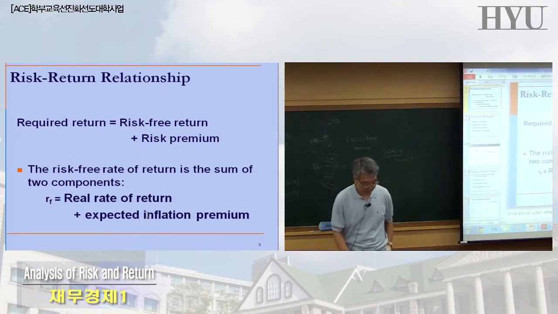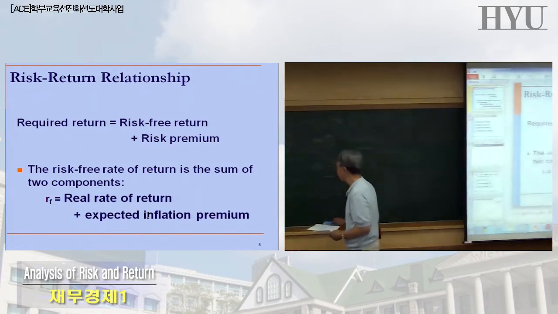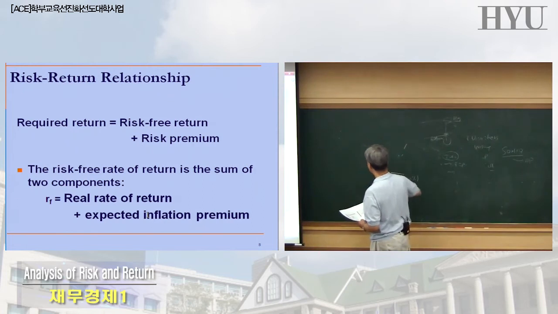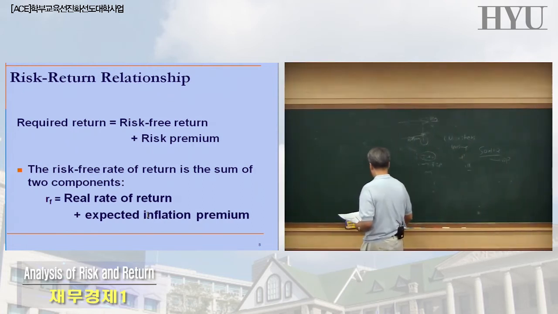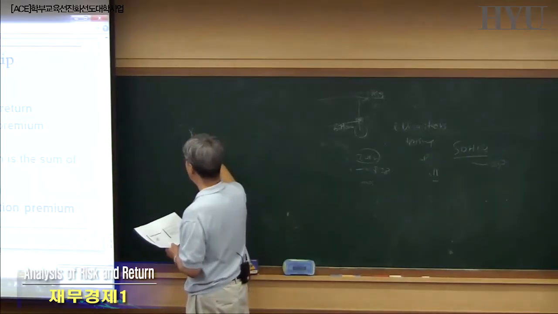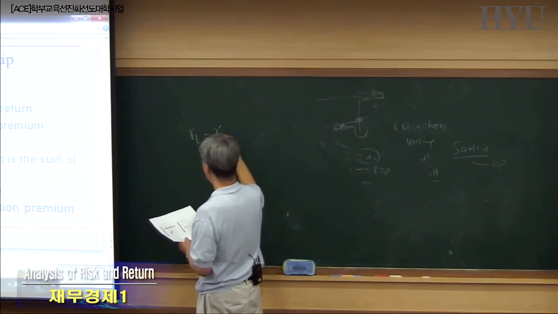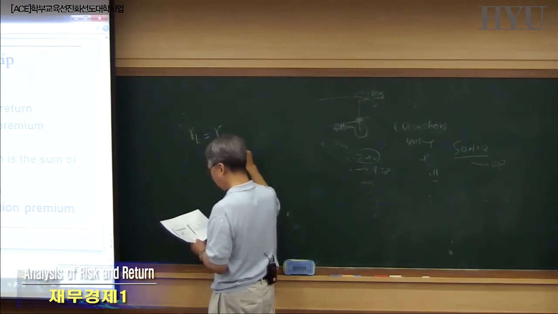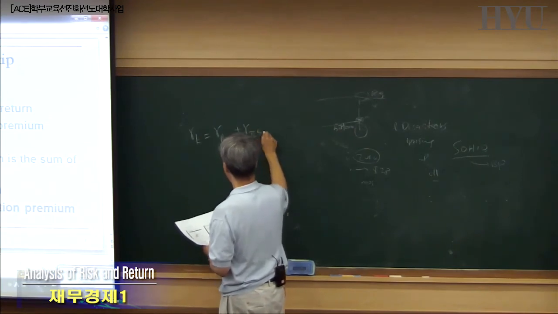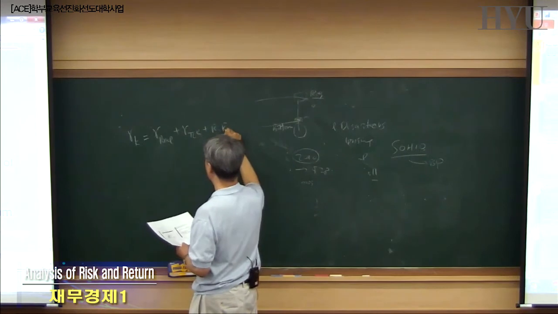For the future, I can give you this equation. In the later part of the chapter, you will see. R_k is equal to R_real plus R_e (expected inflation) plus RP.